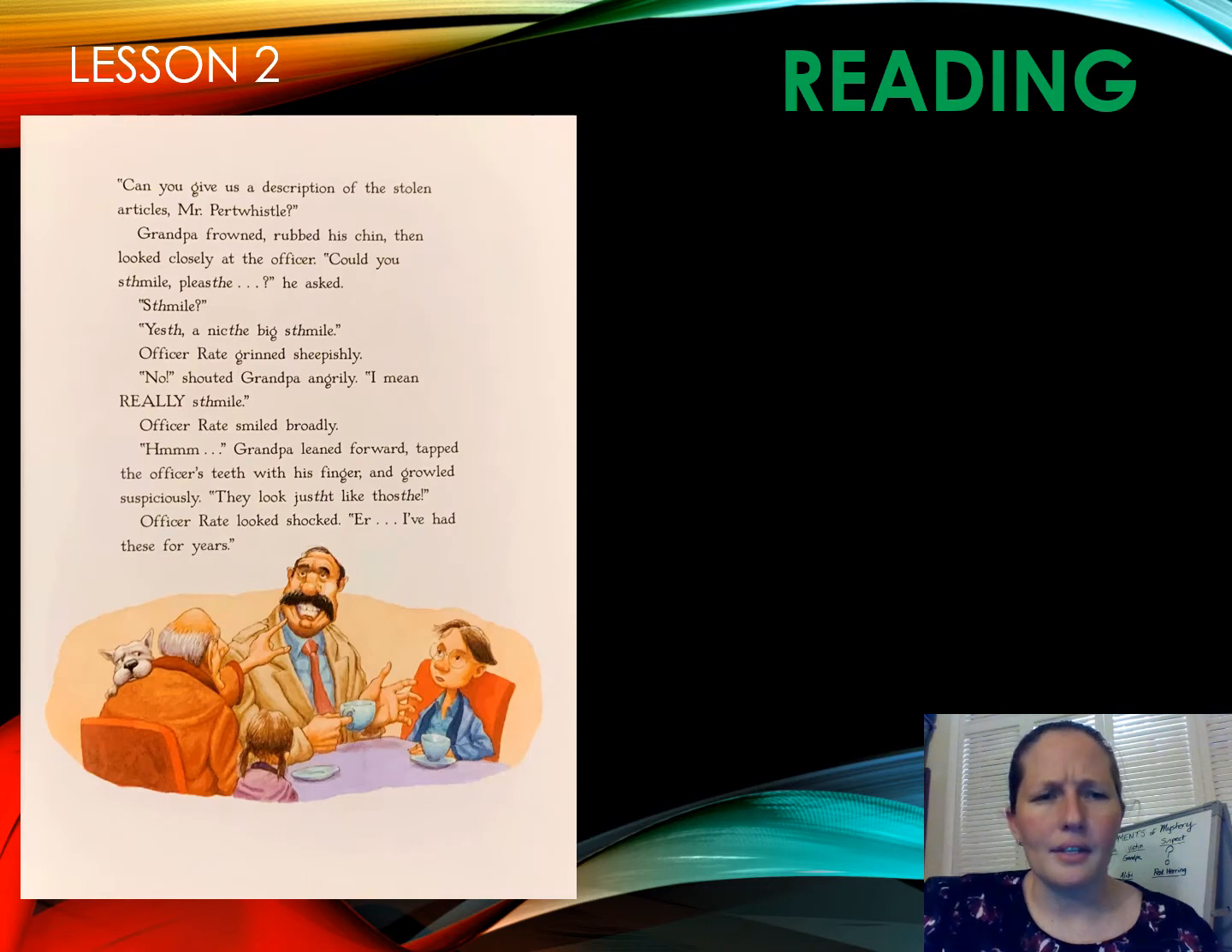Can you give us a description of the stolen article, Mr. Pertwhistle? Grandpa frowned, rubbed his chin, then looked closely at the officer. Could you smile, please? he asked. Smile? Yes, a nice big smile. Officer Rate grinned sheepishly. No, shouted Grandpa angrily. I mean a real smile. Officer Rate smiled broadly. Grandpa leaned forward, tapped the officer's teeth with his finger, and growled suspiciously. They look just like those. Officer Rate looked shocked. I've had these for years.